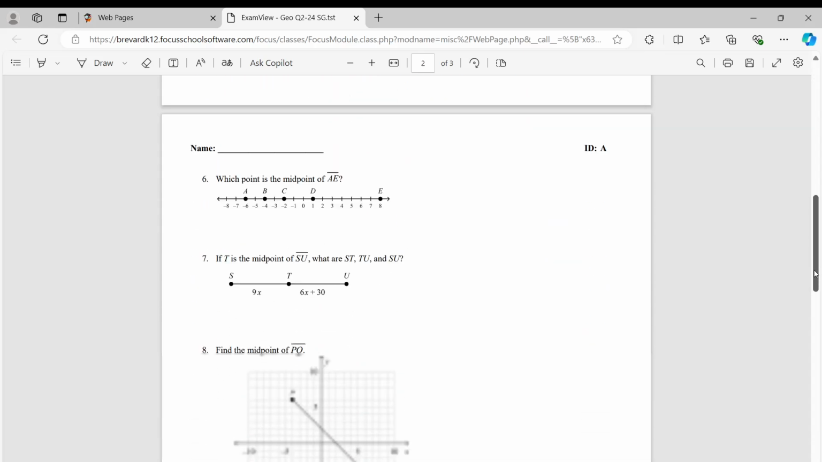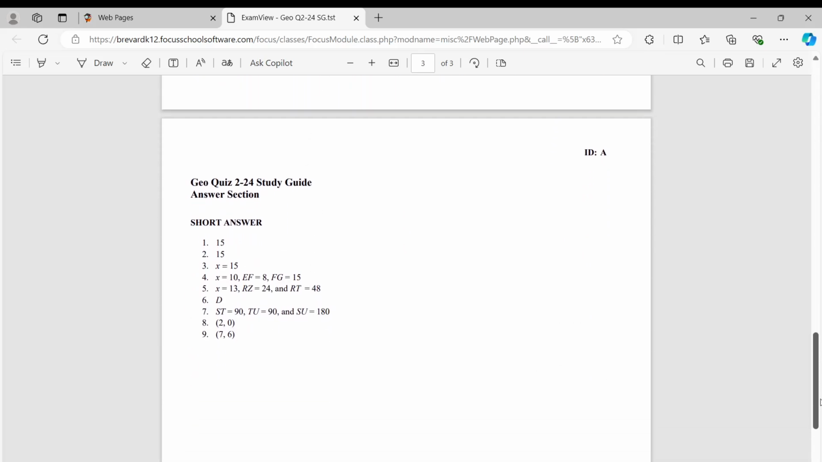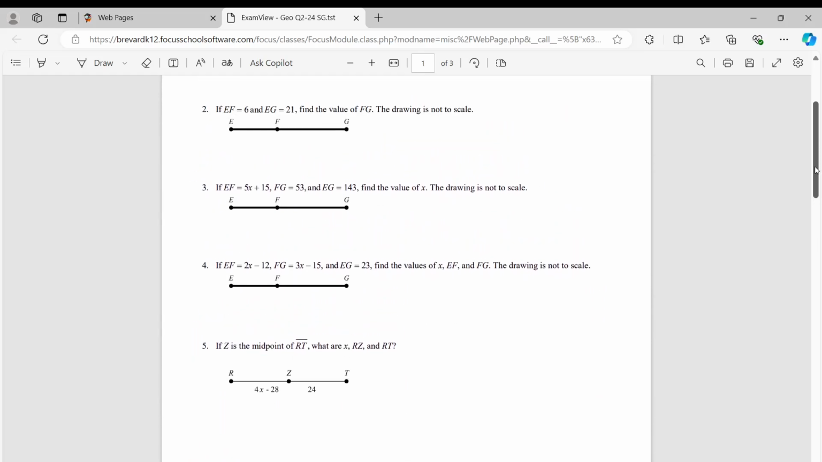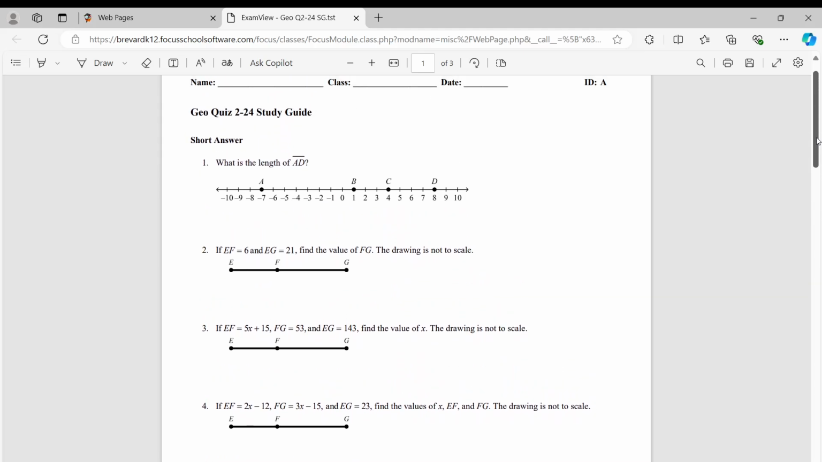And then down here at the bottom are all the correct answers. So we're going to use this two ways. One, I'm going to show you how to do these problems. Two, you can use them as practice problems. And then you can also use your study guide on the quizzes on Fridays. Okay?